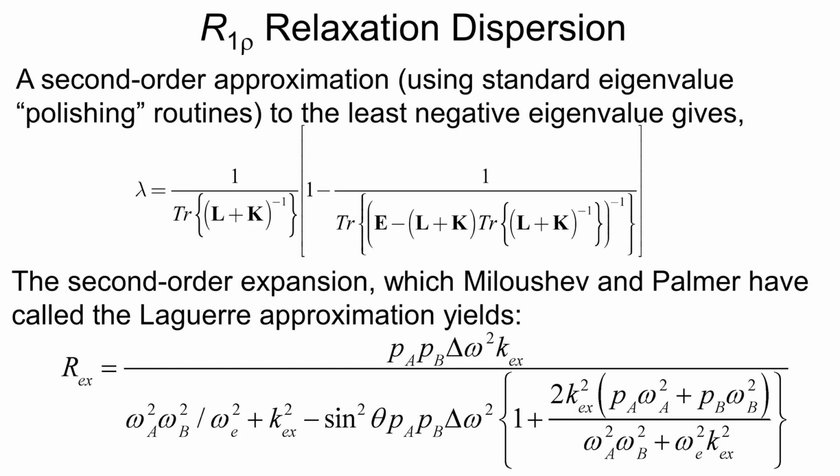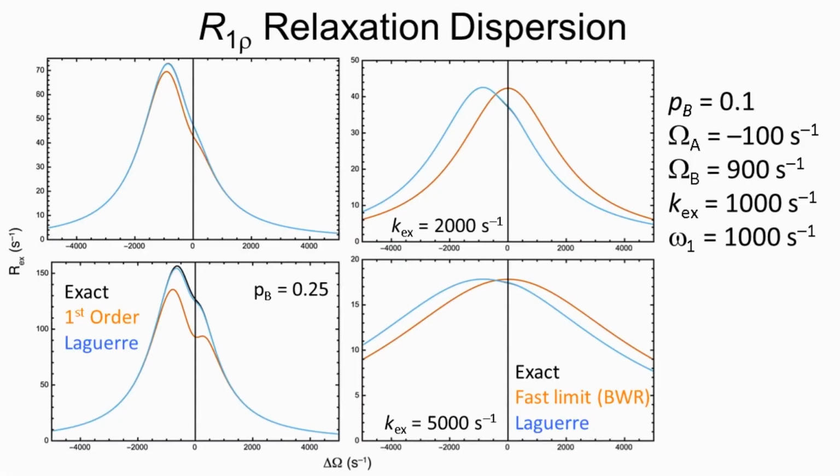It's a more complicated expression. It has similar sorts of features as the simpler approximation. More accurate when the B state population becomes larger so that the eigenvalues aren't as separated in magnitude. Again, this was derived in a much more complicated scheme by Trott and Palmer before we realized that there was this simple trace approach. So here are some numerical calculations.